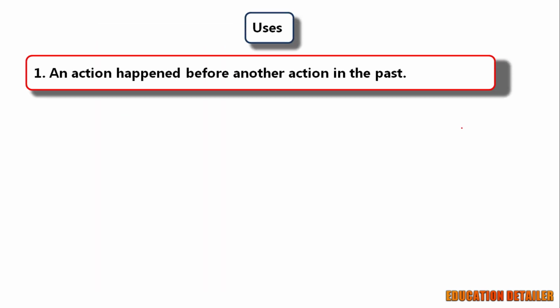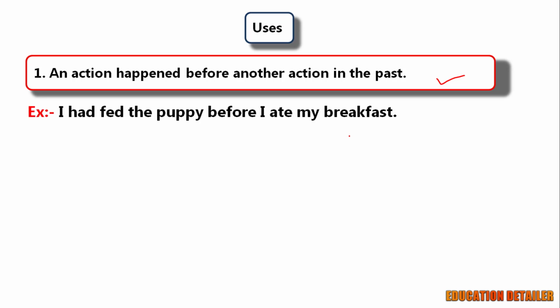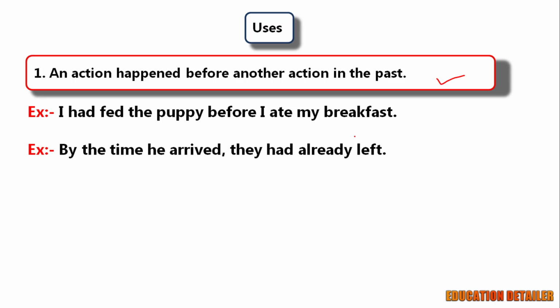Now the uses. The first use is, as I told earlier, an action that happened before another action in the past. I had fed the puppy before I ate my breakfast. By the time he arrived, they had already left.